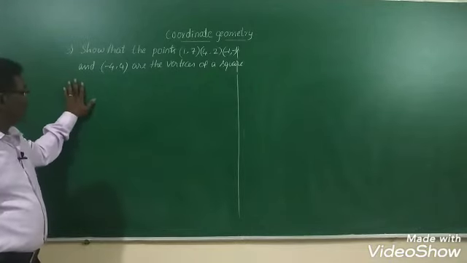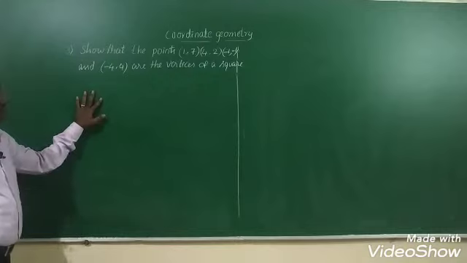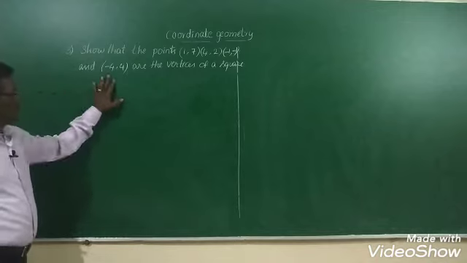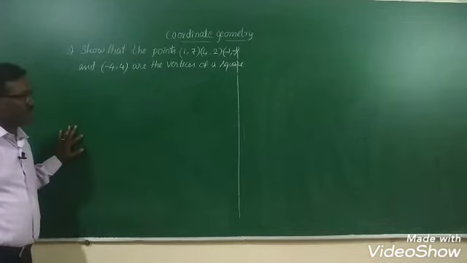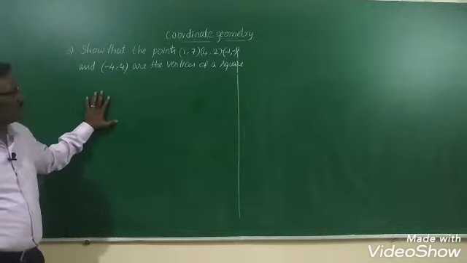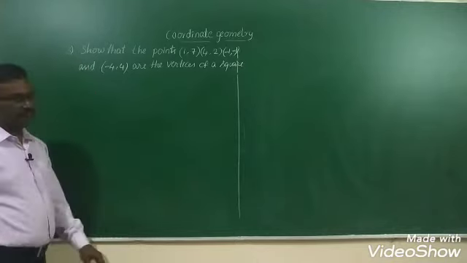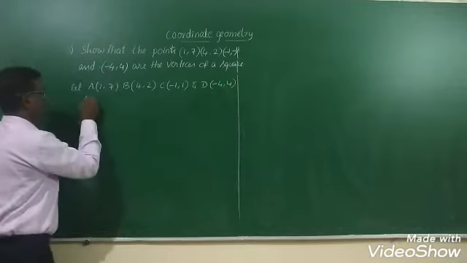So let us solve one more problem. Show that the points (1, 7), (4, 2), (-1, -1) and (-4, 4) are the vertices of a square. Yes. In earlier classes, we have discussed different kinds of quadrilaterals. Now, we have to name these points. Let A (1, 7), B (4, 2), C (-1, -1) and D (-4, 4) be the points.